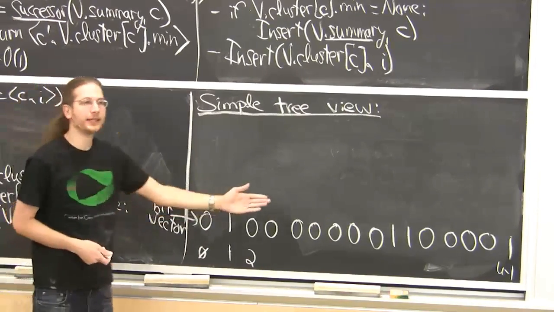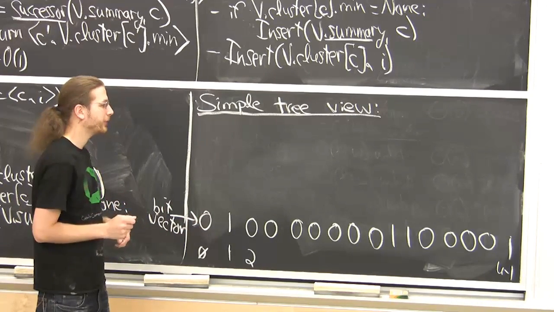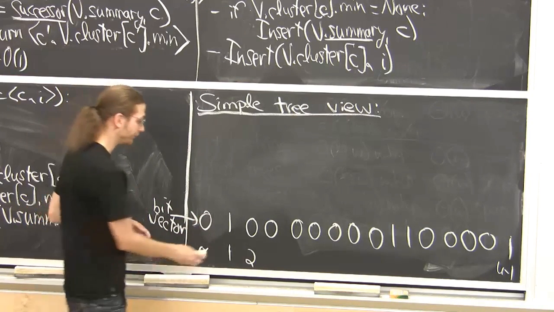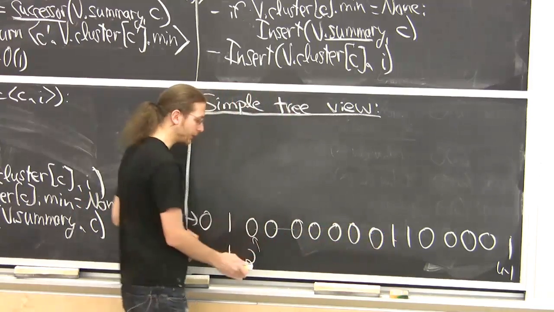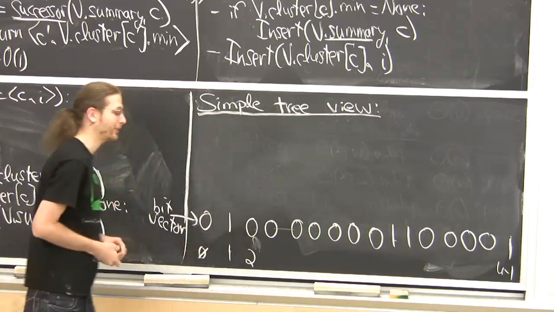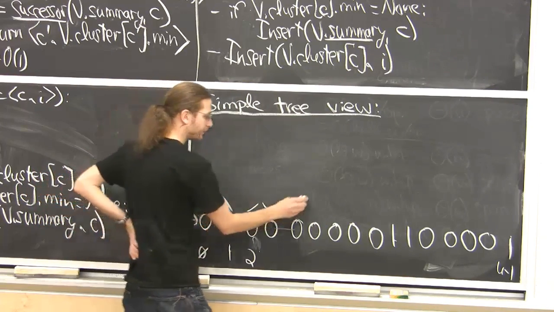I kind of want to maintain this. This is, of course, easy to maintain by insertions and deletions. I just flip a bit on or off. But I want to be able to do successor queries. And if I want the successor of, say, this 0, finding the next 1, I don't want to have to walk down. That would take order U time. Very bad. So the obvious thing to do is build a tree on this thing.